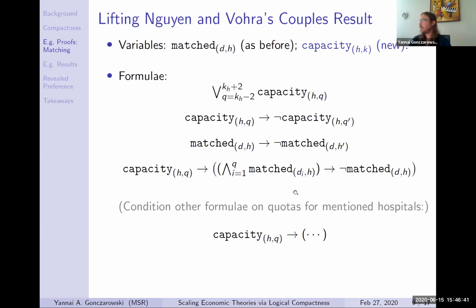Any model of this is a stable match that is near feasible, up to quota changes of at most 2 in the original market. Take a subset of this set of formulas. It only mentions finitely many doctors and hospitals. A stable matching there exists by Nguyen and Vohra, so that set is satisfiable. All of the finite subsets are satisfiable. The entire set is satisfiable. We have near feasible stable matchings even in infinite markets.